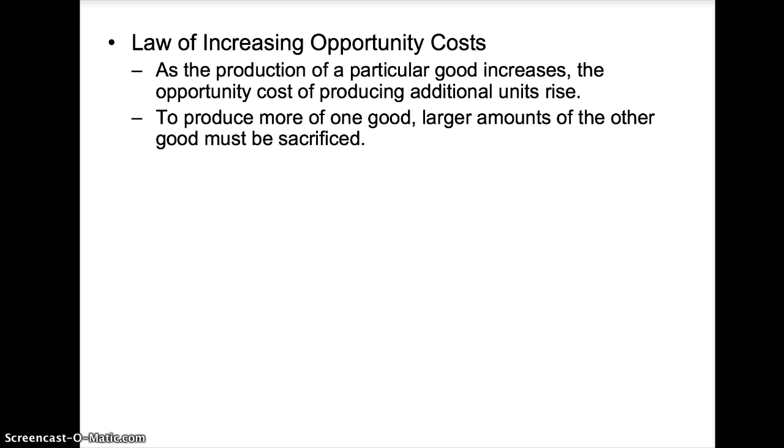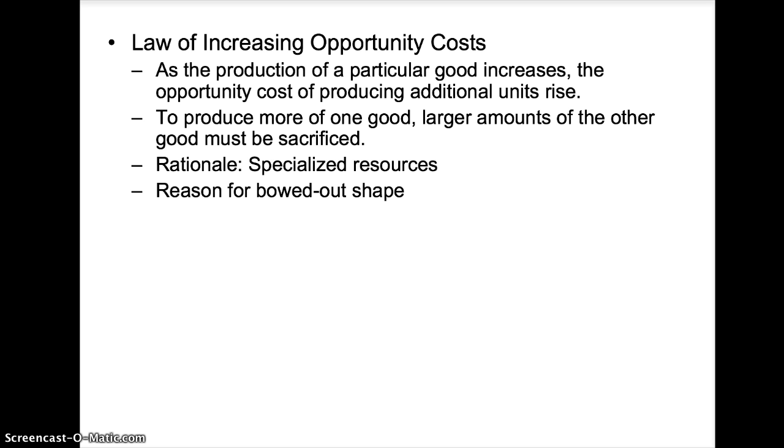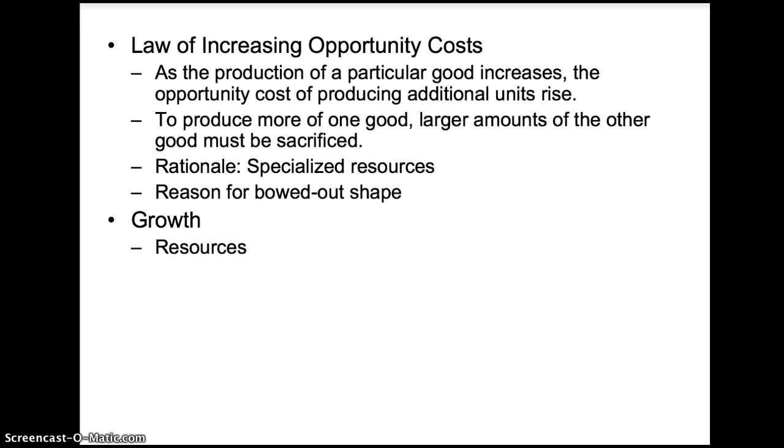The rationale for the law of increasing opportunity cost is specialized resources. Some resources are specialized in the production of certain goods. Think about cheese and pepperoni. Those are resources needed to make pizza, not robots. The law of increasing opportunity cost explains why the PPF has a bowed out or concave shape. Most production possibility frontiers will be drawn with a curve bowed.